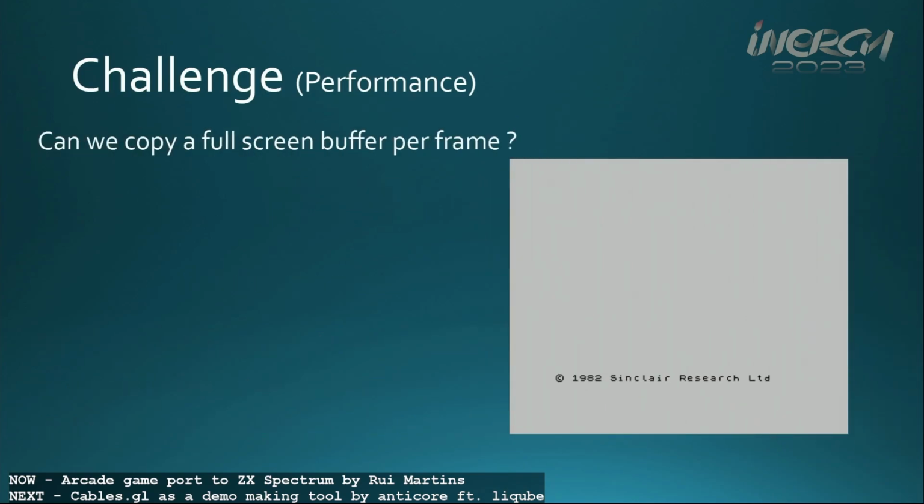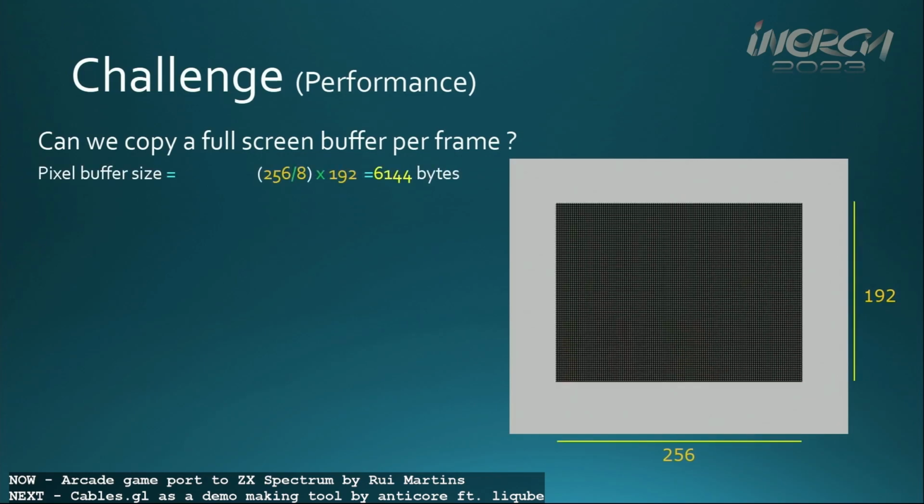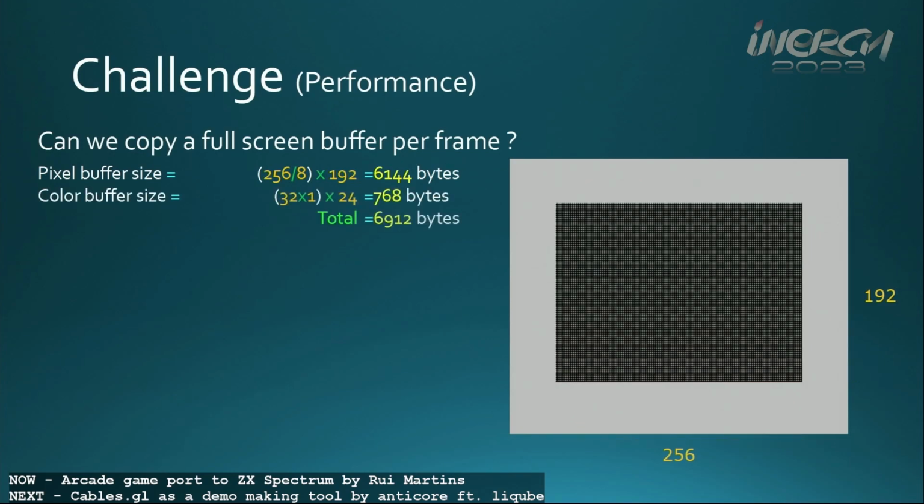So what can we do in a full frame? This is a Spectrum screen. It's 256 pixels wide and 192 pixels high. So we have 6,144 bytes of data. And we have a color buffer because we only have 2 colors for each 8 by 8 pixels. That is 768 bytes. And this gives us that total of 6,912.